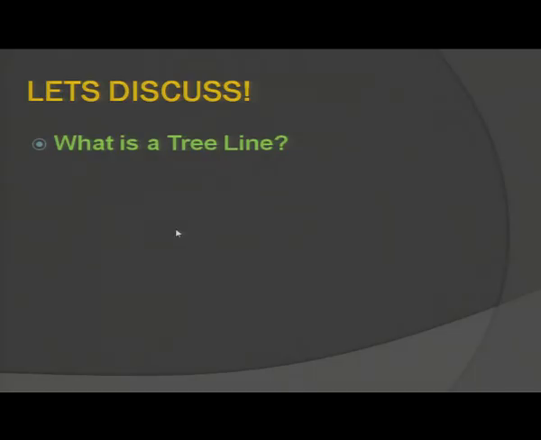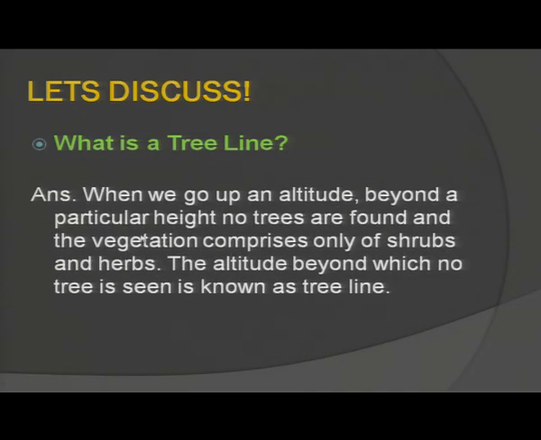The next question was to find out what is a tree line. What is a tree line? Actually, when we go up in altitude, beyond a particular height, you will find no trees except the shrubs and herbs, and that particular point is known as the tree line, the altitude beyond which there is no tree seen.